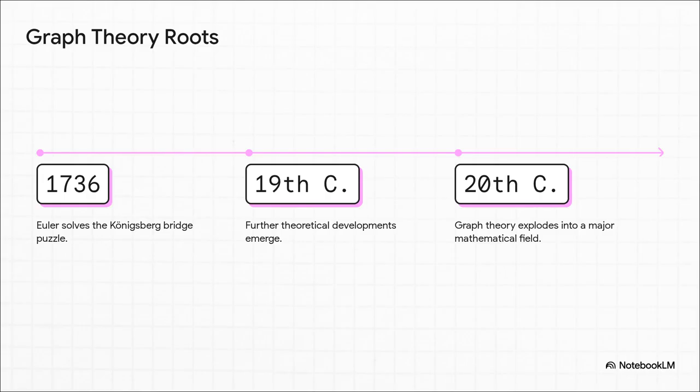This entire field of math actually traces its roots all the way back to 1736 and the legendary Leonhard Euler. He was just trying to solve this local puzzle about whether you could walk across all the bridges in the town of Königsberg exactly once. Well, from that one simple, seemingly trivial riddle, the field saw some steady theoretical developments through the 19th century before absolutely exploding in the 20th century. Today, it's basically one of the most active, vital fields in all of mathematics.